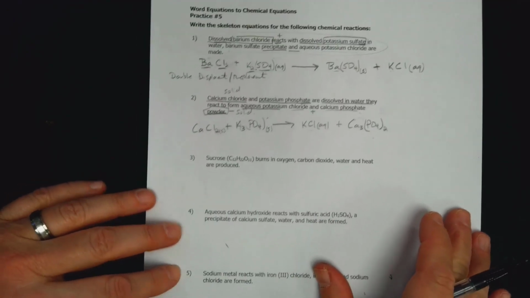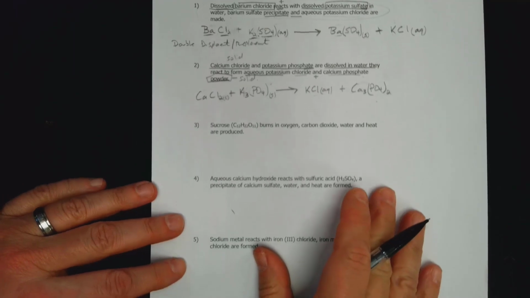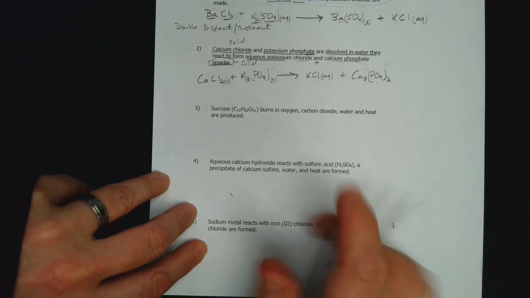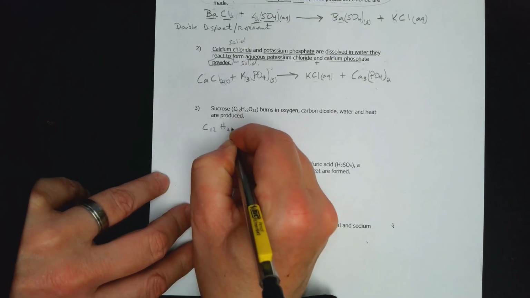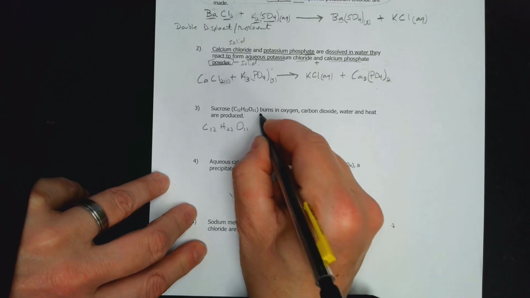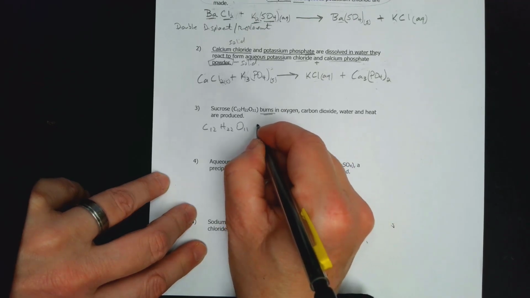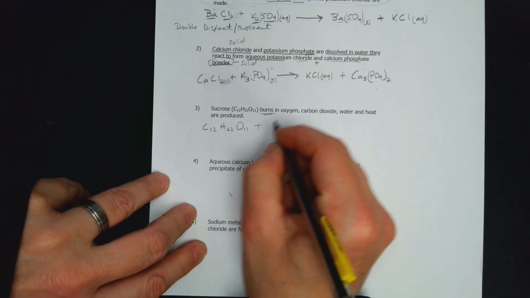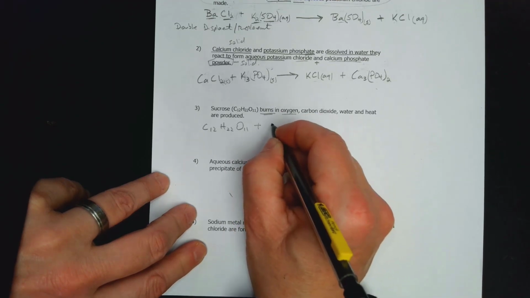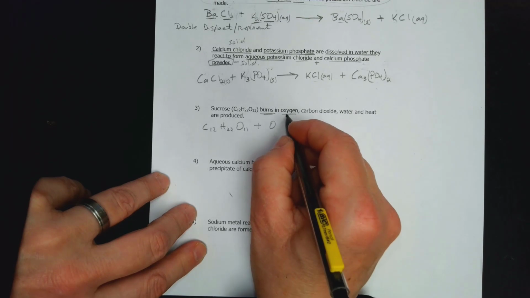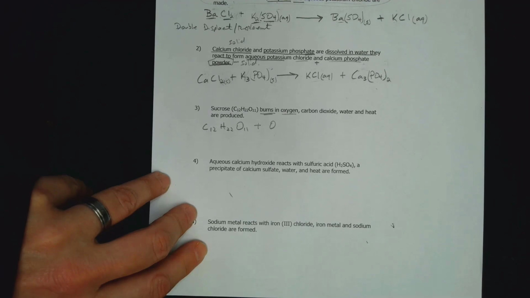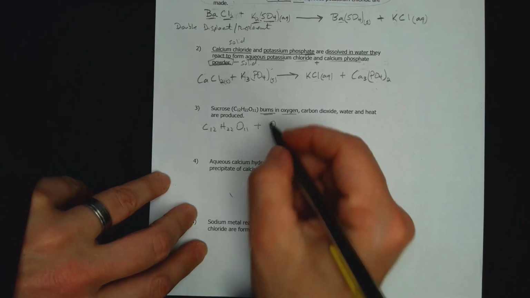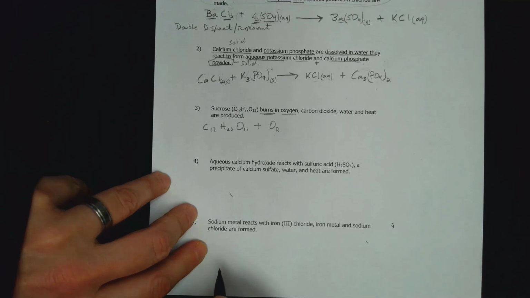All right, next one, sucrose, which is a fancy way of saying table sugar. So, yay, sucrose. Sucrose, which is C12H22O11, burns, which is another way of saying I'm going to put my plus sign there, in oxygen. Now, this is always going to be oxygen gas. And remember, you guys, oxygen is a diatomic, and this goes back to your notes: if it's a diatomic, it means it's always going to exist as O2, as long as it's all by itself.